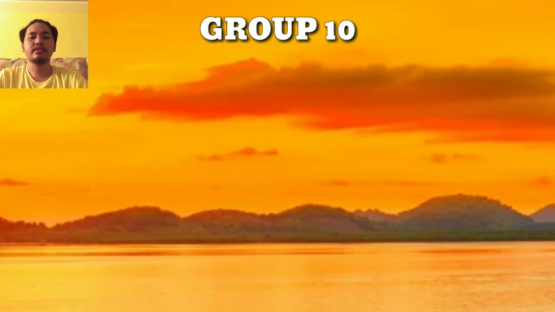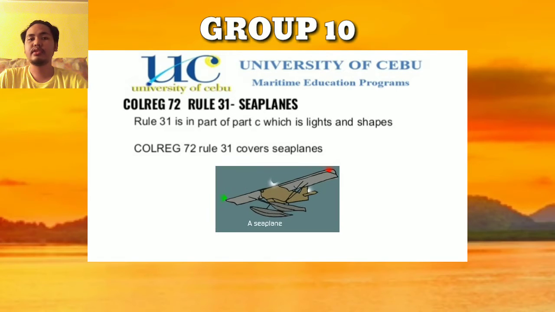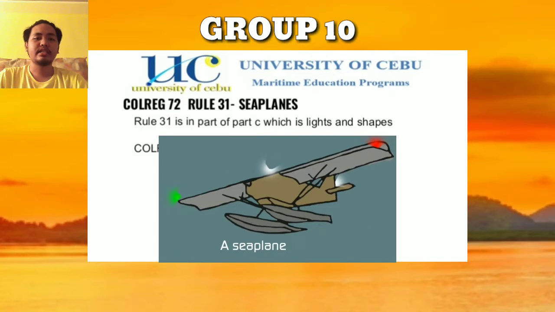Let's start with the first topic of our discussion, Rule 31. Rule 31 is part of Part C, which is the lights and shapes. COLREG 72, Rule 31 covers all about seaplanes. As you see in the picture on this slide, the light on the starboard side of the seaplane is green, the light on the port side is red, and the masthead light of the seaplane is white.